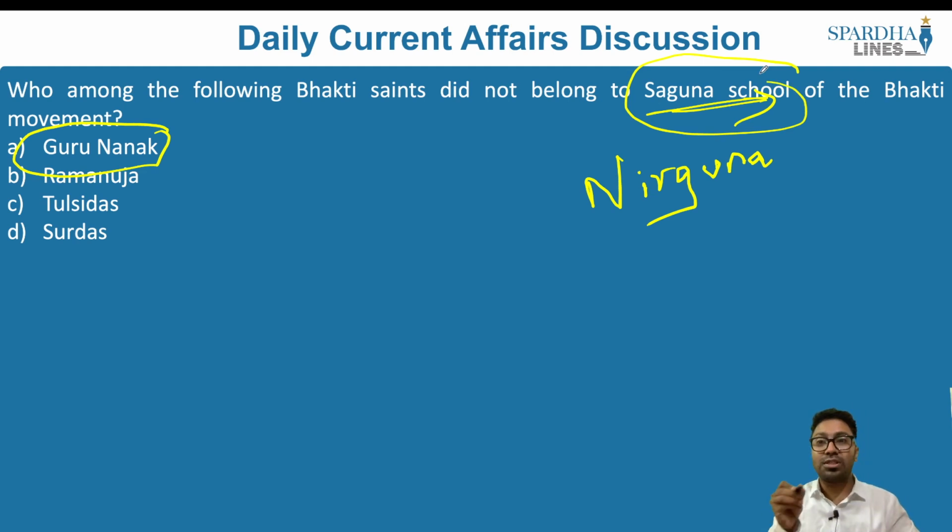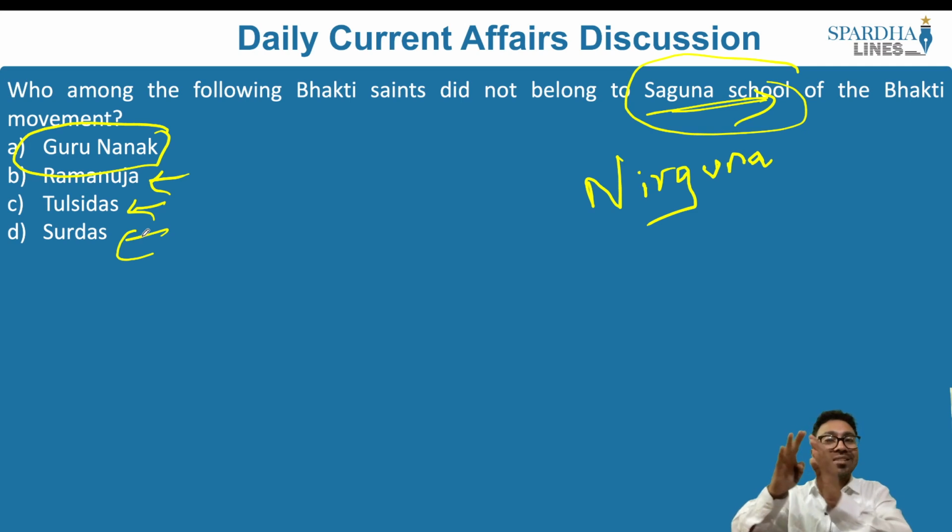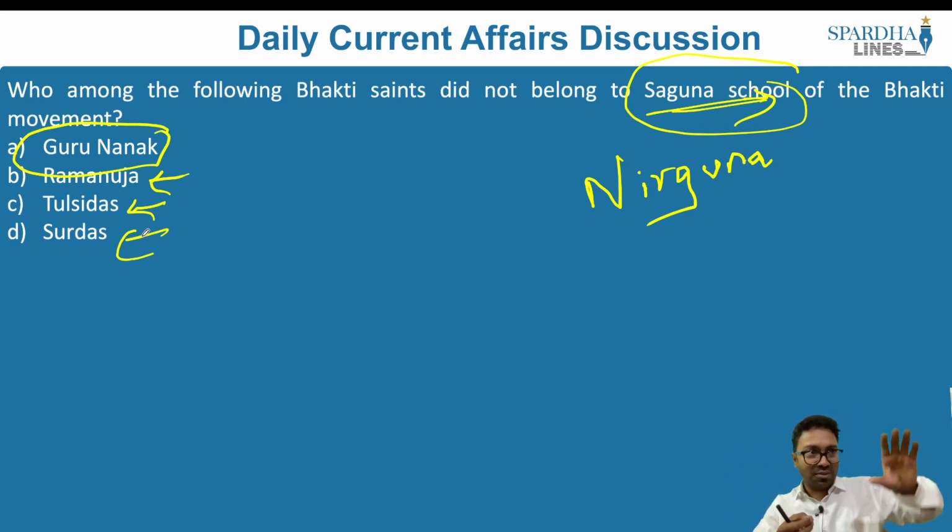So when it comes to the Saguna school of the Bhakti movement, we have gurus like Ramanuja, then we have Tulsidas and Surdas, who follow this kind of thought. The Saguna school of thought basically believes that there is a form, and this form can be in the form of an idol, or a particular shape, or a personal preference. It can be Rama, Krishna, Lord Shiva, Satyanarayana, or any other god in any other format. So this happens to be the Saguna school of thought.